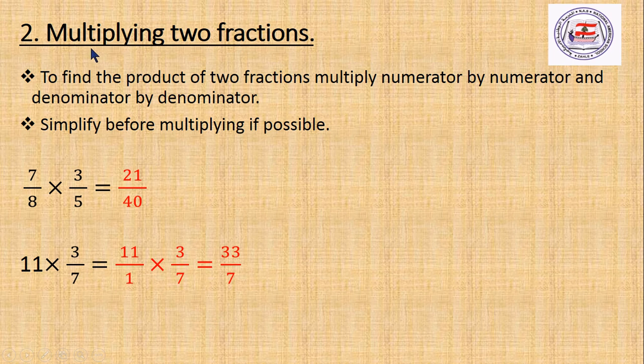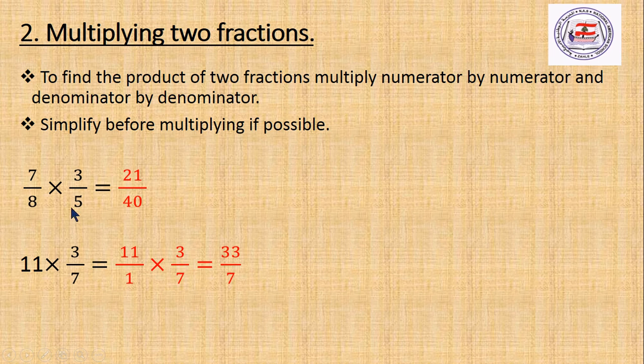How about if we want to multiply two fractions? To find the product, that is the answer of multiplication, of two fractions, we multiply numerator by numerator and denominator by denominator. But before we do this, it's better for us to simplify before multiplying, if possible. To simplify, we can simplify numerator with denominator, or numerator with denominator from the other fraction, but one from up, one from down.